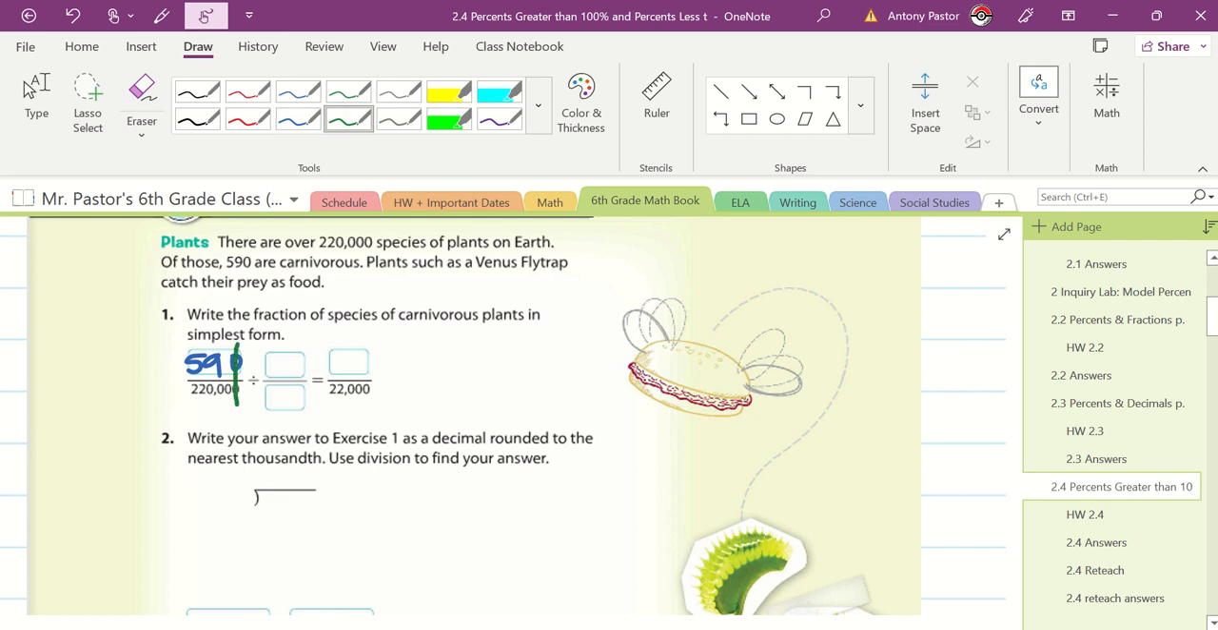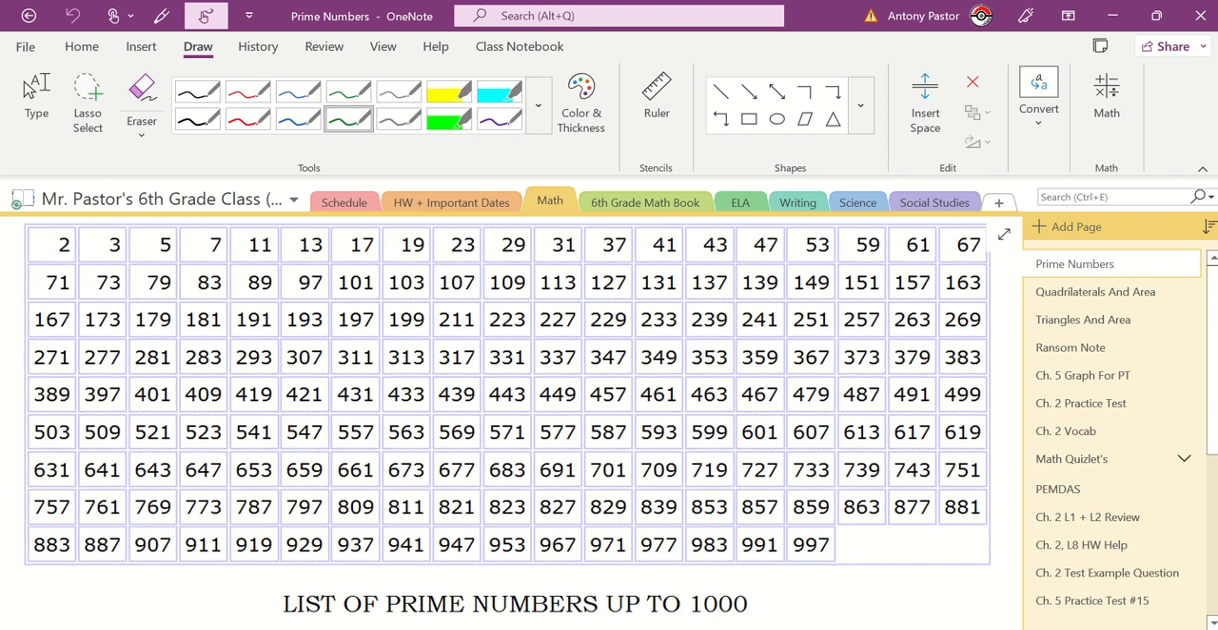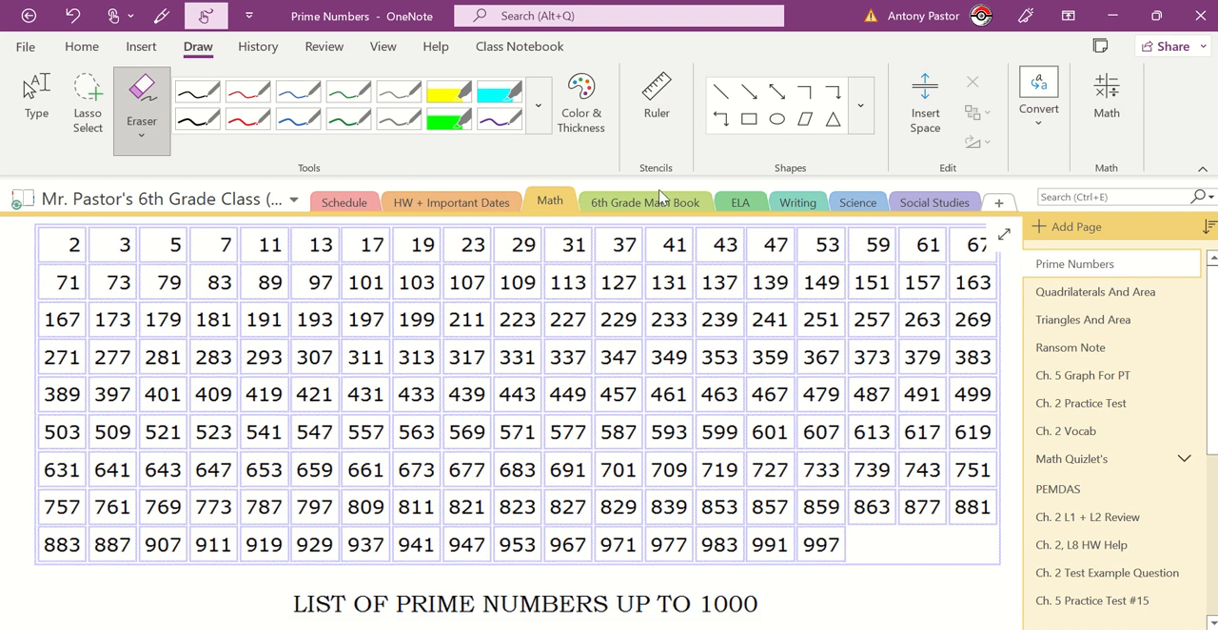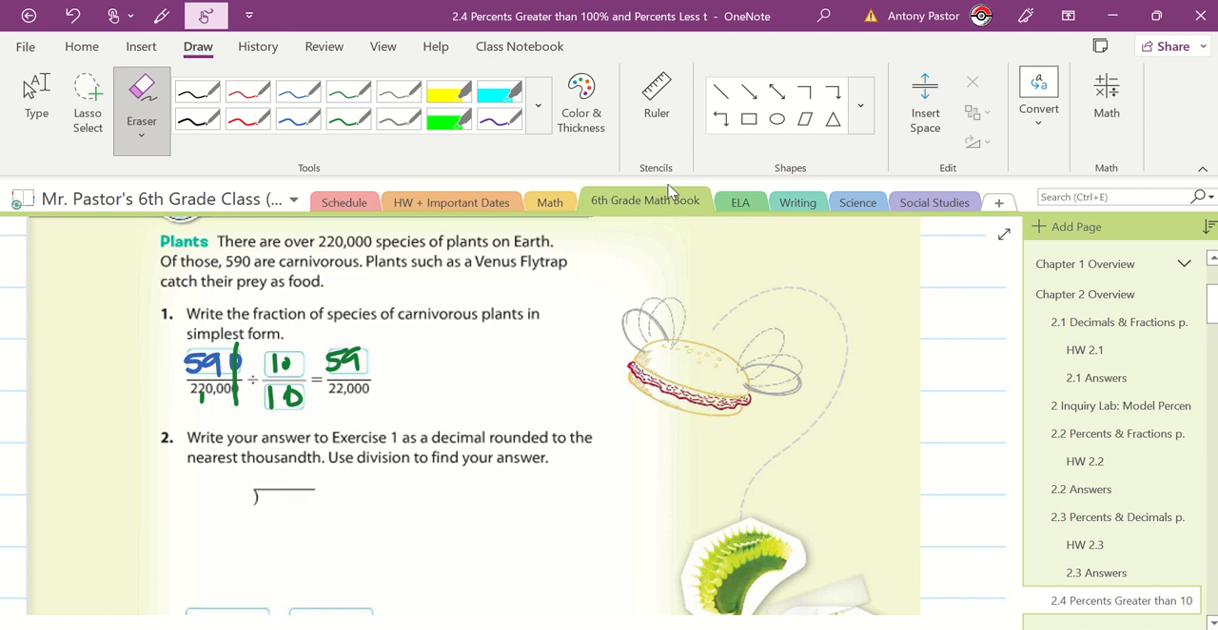Now, I've taught you guys this. If we chop the 0 at the end, that's the same thing as dividing both of these by 10. I would now move that fraction over, so it'd be 59 over 22,000. Now, let's check our chart. 59 is a prime number, and unfortunately for us in this case, I do not believe 22,000 is a multiple of 59. Therefore, we are going to need to divide.